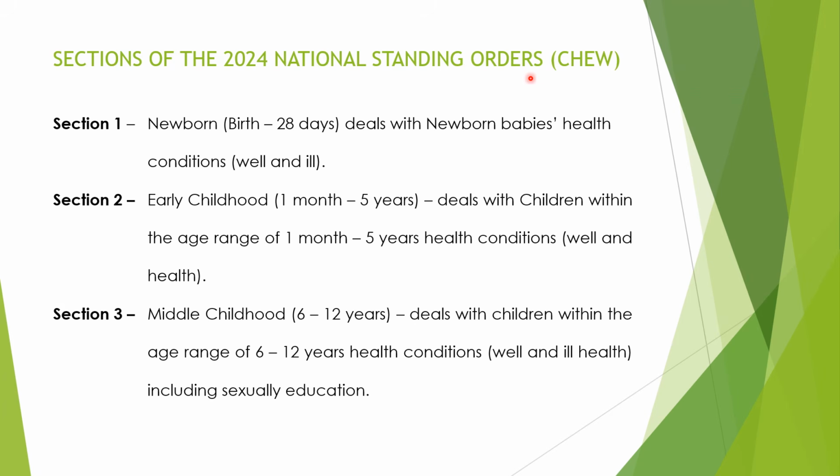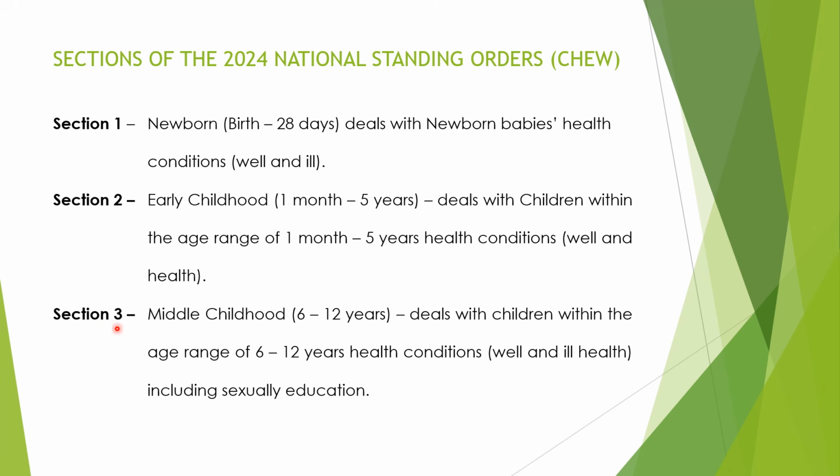Sections of the 2024 National Standing Orders. We have Section 1, which is the newborn, from birth to 28 days. It deals with newborn babies' health conditions, whether they are well or ill. Then we have early childhood, from 1 month to 5 years. This one deals with children within the age range of 1 month to 5 years, health conditions, whether well or ill.